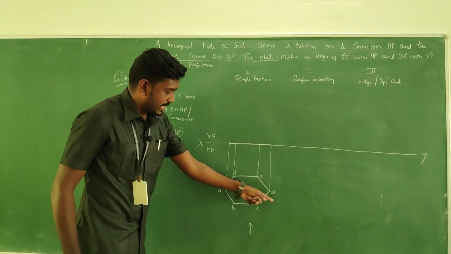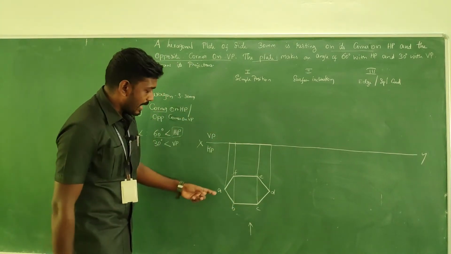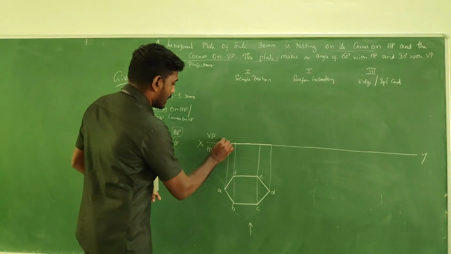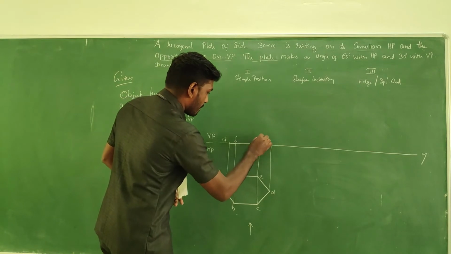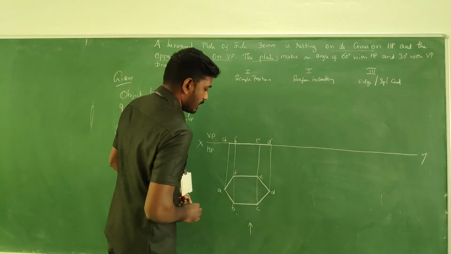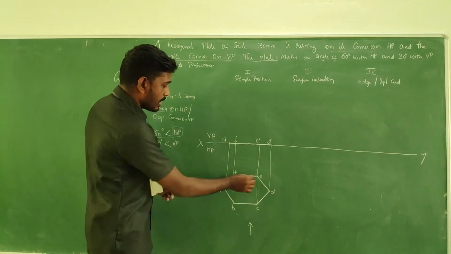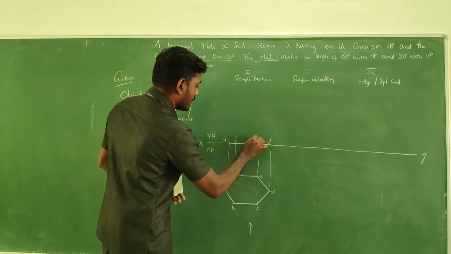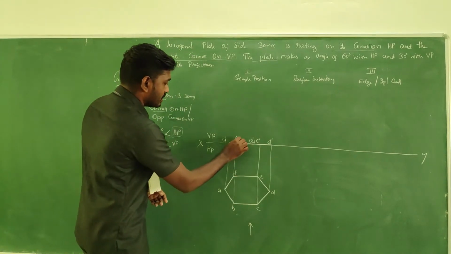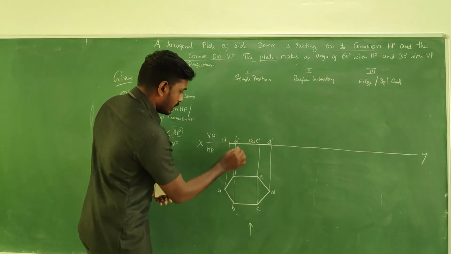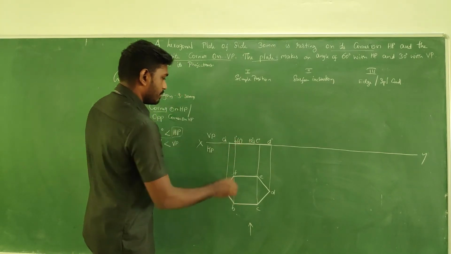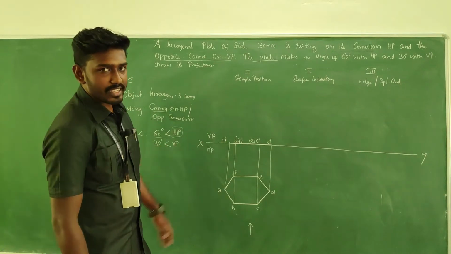A, B, C, D will be visible, and F and E will be invisible. You have to draw A, B, C, and D as solid lines, and then E is invisible, lying nearby C, so mark E in brackets, and F is invisible, lying behind B, so nearby B you take F inside the bracket. And then what is next?